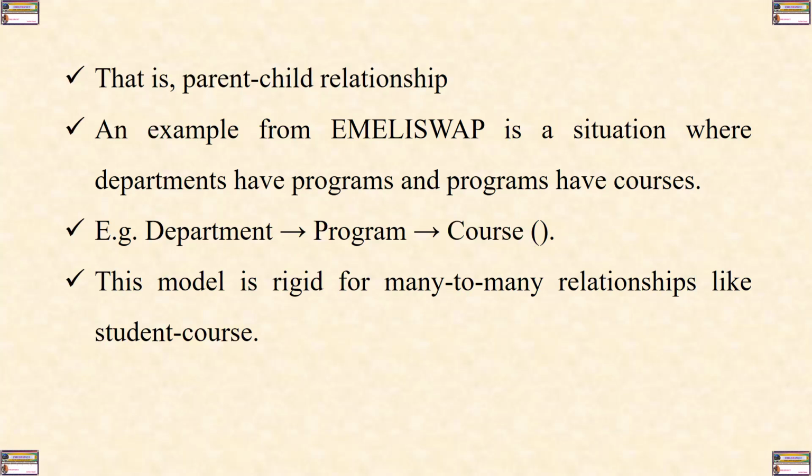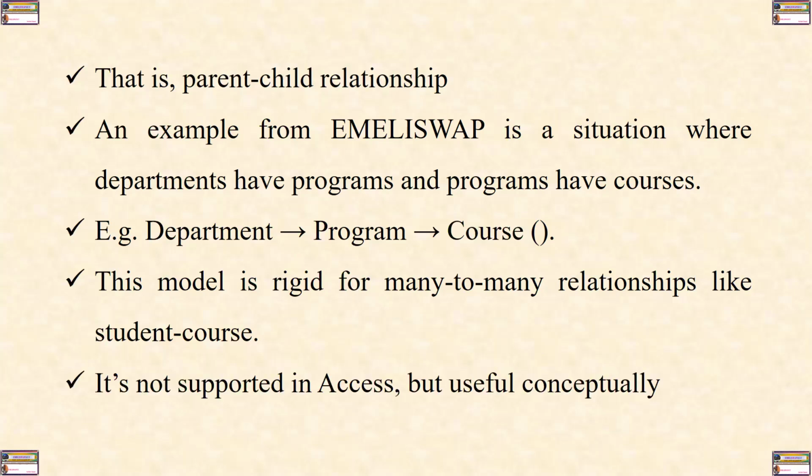So this model is arranged for many-to-many relationships, like student course, where several students take several courses under the courses table. And these students belong to specific departments. So we have students in a department with several students taking several courses. In other words, many students taking the same courses or several courses at the same time, or in the same department. It is not supported in Access, but useful conceptually.